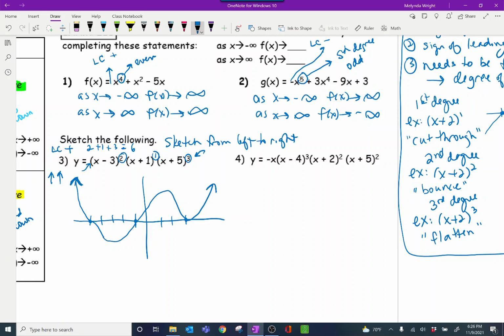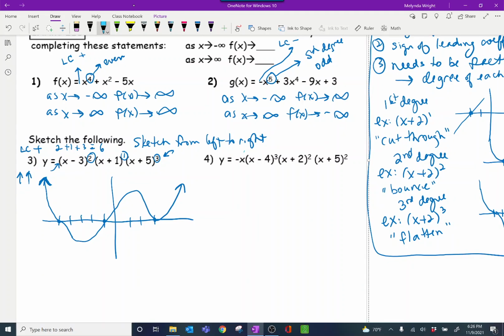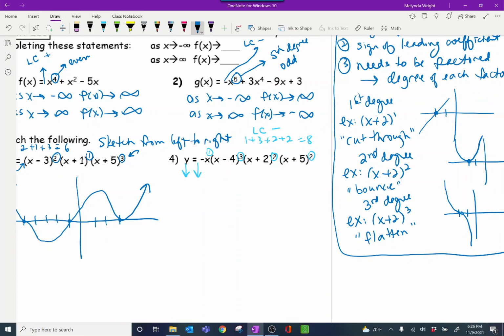All right, so let's investigate this. I have this to the first power and third. So let's add all those up. I have 1 plus 3 plus 2 plus 2. So what does that give me? That gives me 8. So I have an 8th degree, and my leading coefficient is negative. Okay, so I have even, negative. Even, negative starts down and ends down. Okay, we can do that. All right, so let's draw our graph.